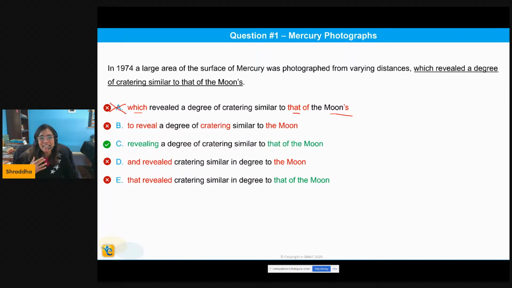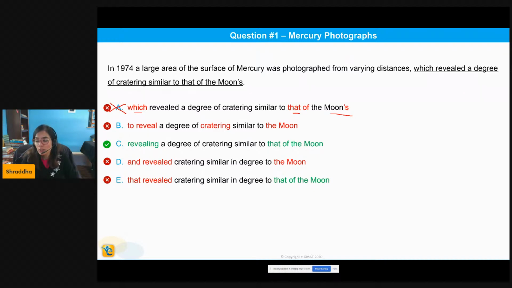Was it really the intention to click the pictures? Well, it could be. Probably in 1974, the surface of Mercury was photographed to understand its degree of cratering so that it could be compared with the cratering in the moon. But we don't know about that. We are not very sure about that information.